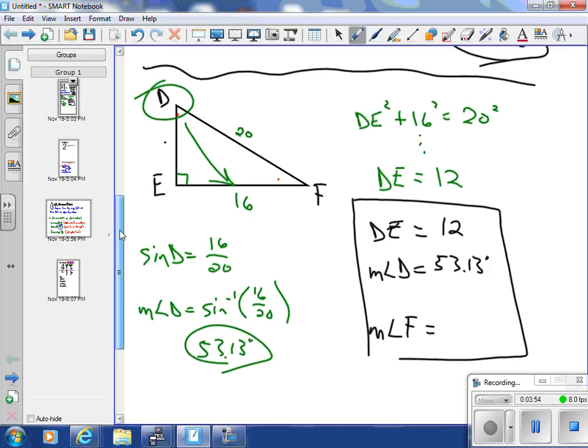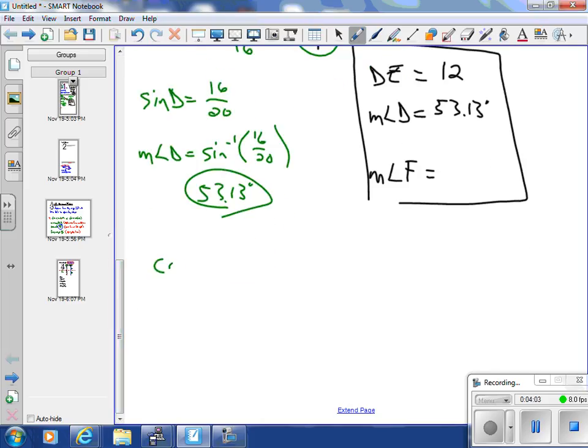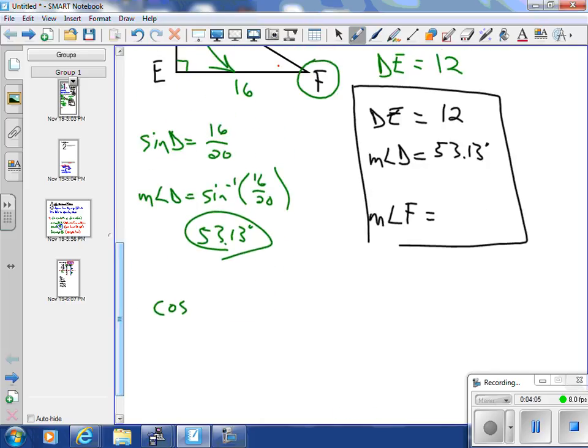Now, I don't want you to use that. I want you to try and find the other angle F using sine, cosine, tangent also. So from F, 16 is your adjacent and 20 is your hypotenuse. That gives us cosine of F equals adjacent over hypotenuse. And you guessed it, the measure of angle F is going to be found by doing the cosine inverse of 16 over 20, which is about 36.87 degrees.